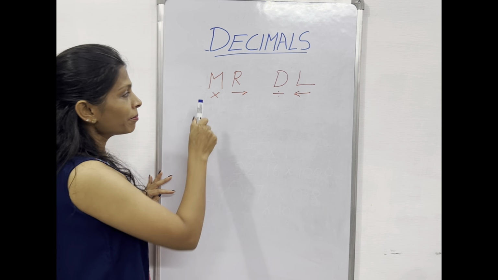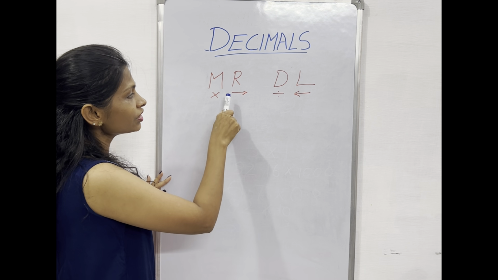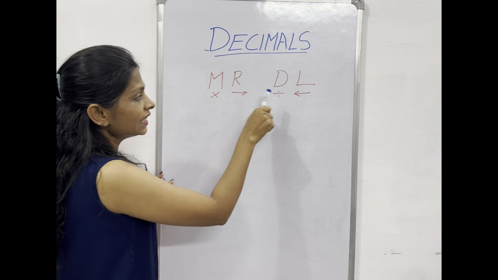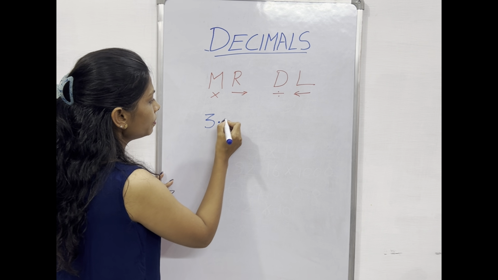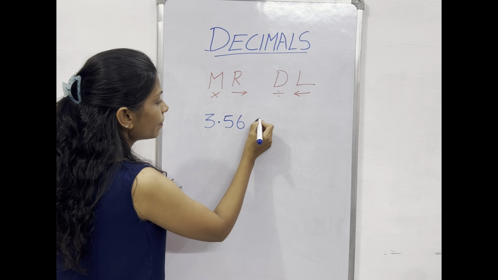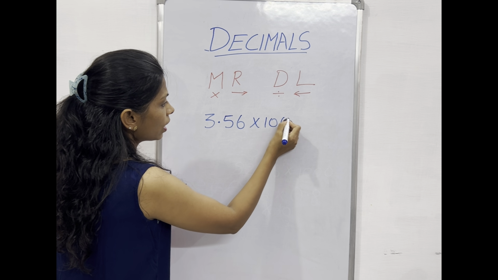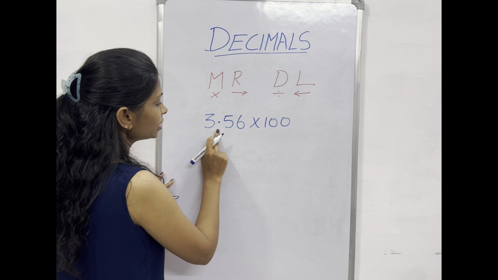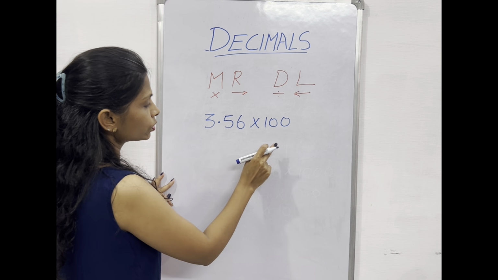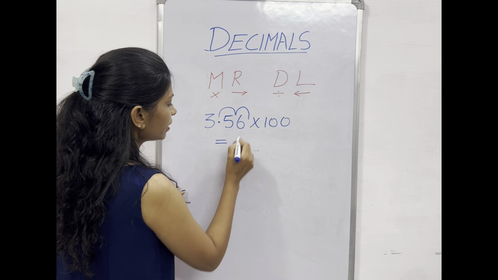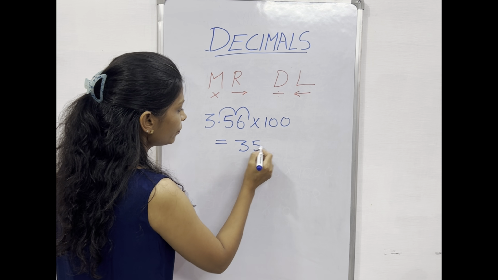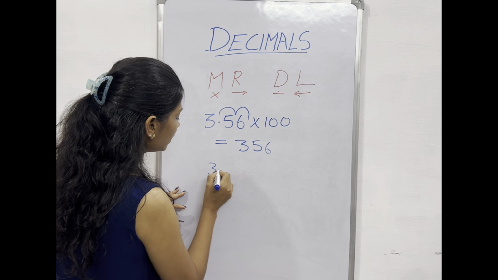Example number 1. But before that, don't forget: multiplication, the decimal will move towards the right. Division, the decimal will move towards the left. Let's say I have 3.56 multiplied by 100. Now I have two zeros here. So my decimal point will move 2 points towards the right. Answer would be 356.